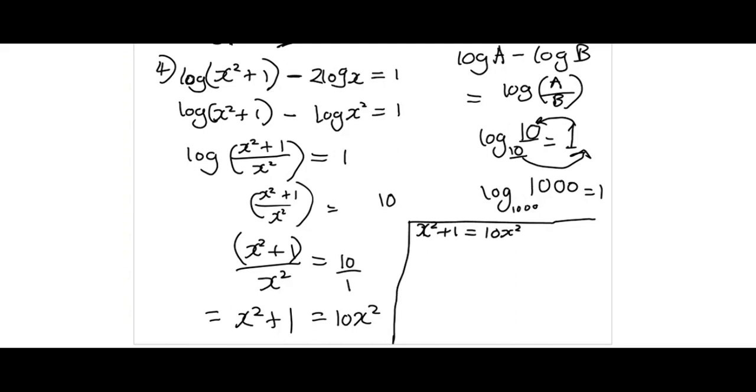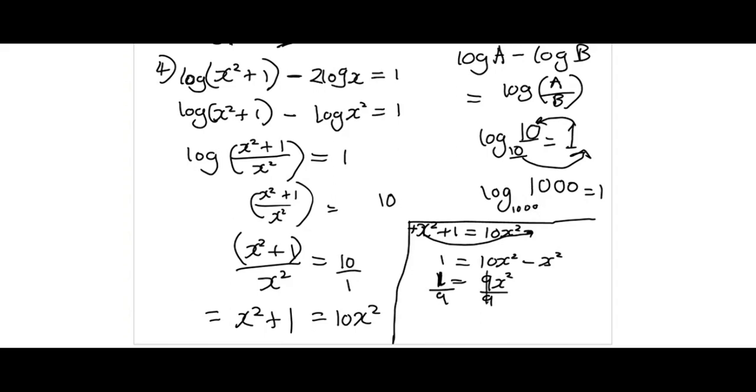I can bring this x squared over to the other side of the equation, and it becomes 1 equal to 10x squared. This is a plus, and when it crosses over, it becomes a minus. So I have 10x squared minus x squared, and that is 9x squared. If you have 10 apples and remove 1 apple, it becomes 9 apples. So the next thing, you want to find the value of x. So we make x the subject, we divide both sides by 9.